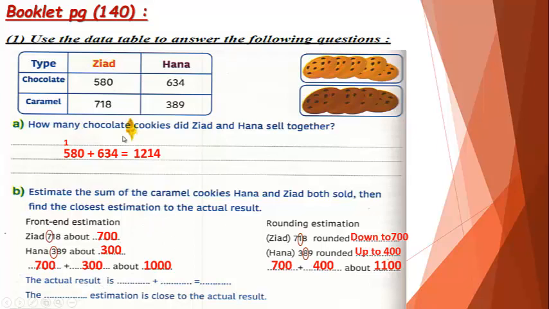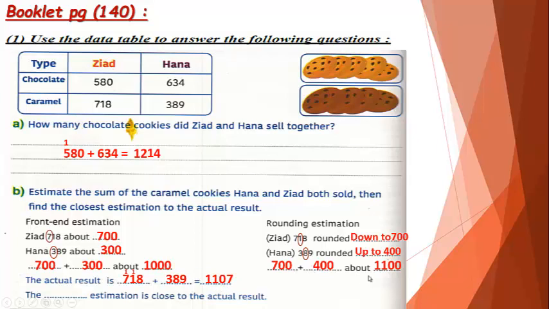The actual result: I'm going to add 718 plus 389 and start from the ones. 8 plus 9 equals 17, 7 and carry up 1. 1 plus 1 equals 2. 2 plus 8 equals 10, 0 and carry up 1. 1 plus 7 equals 8. 8 plus 3 equals 11. So the actual sum is 1,107.